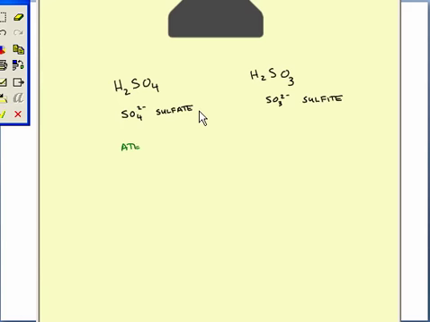According to our rules, -ate goes to -ic, and -ite goes to -ous. So let's look at the name. This is going to be sulfuric. The -ate went to -ic, and then we end in acid: sulfuric acid, H2SO4. H2SO3 is going to be sulfurous. The -ite went to -ous, acid.